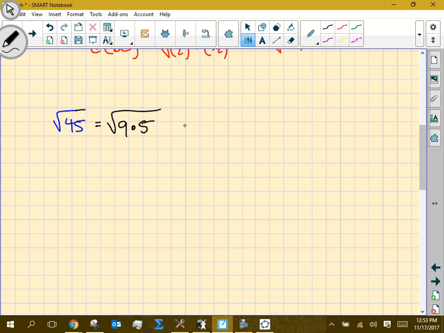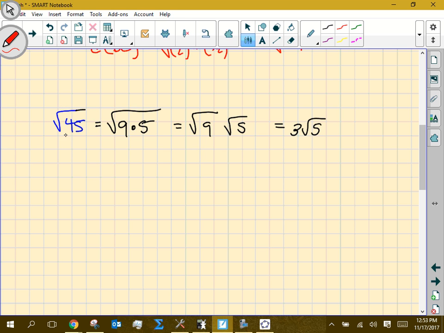times 5. Okay? Now you also know from laws of exponents from last year that this is radical 9 times radical 5. We don't have time to get into why you can do that. If you have a product underneath a radical, you can change that to a product of radicals. And now what is the square root of 9? 3. So we get 3 radical 5 is the simplified version of radical 45.